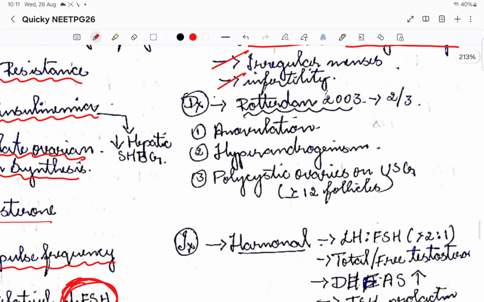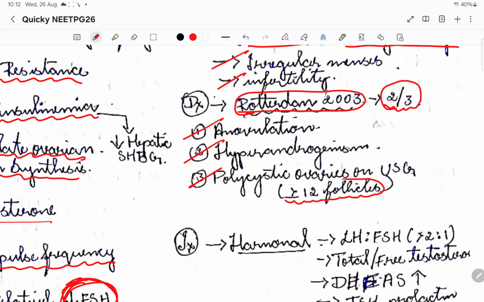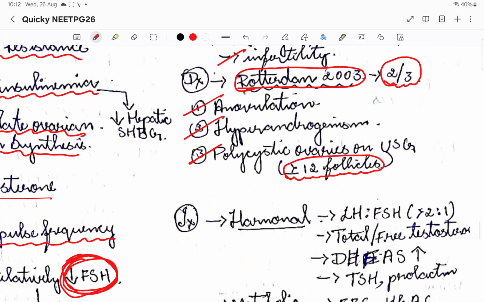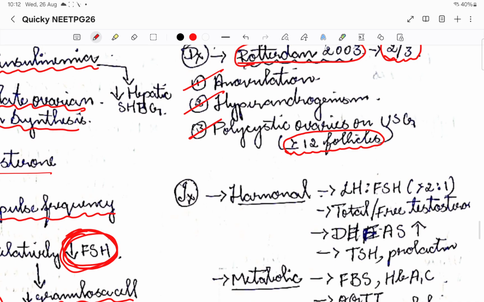How do we do the diagnosis? It is based on the 2003 Rotterdam criteria. Any 2 out of the 3 things that I'm going to tell you, if present, we diagnose it as PMOS. That is anovulation, hyperandrogenism, and polycystic ovaries on ultrasound. At least 12 or more follicles should be there to diagnose it as PMOS. So: anovulation, hyperandrogenism, or 12 or more follicles on the USG.